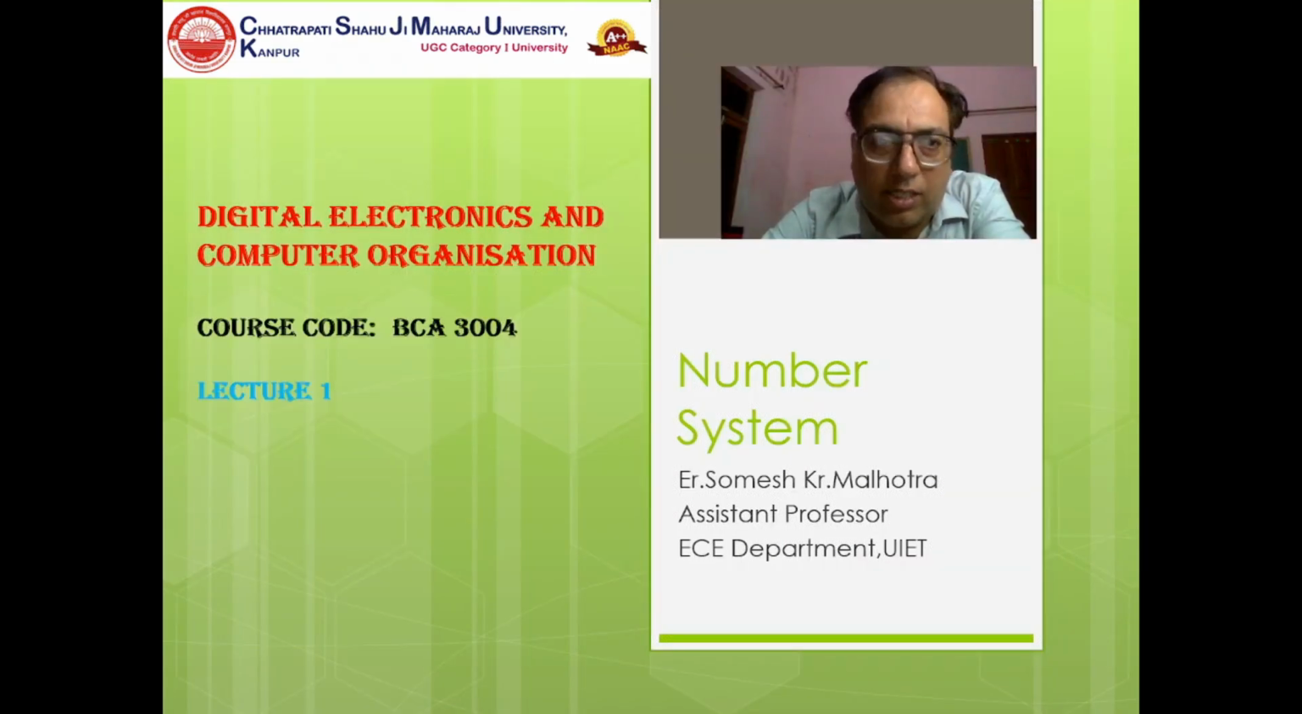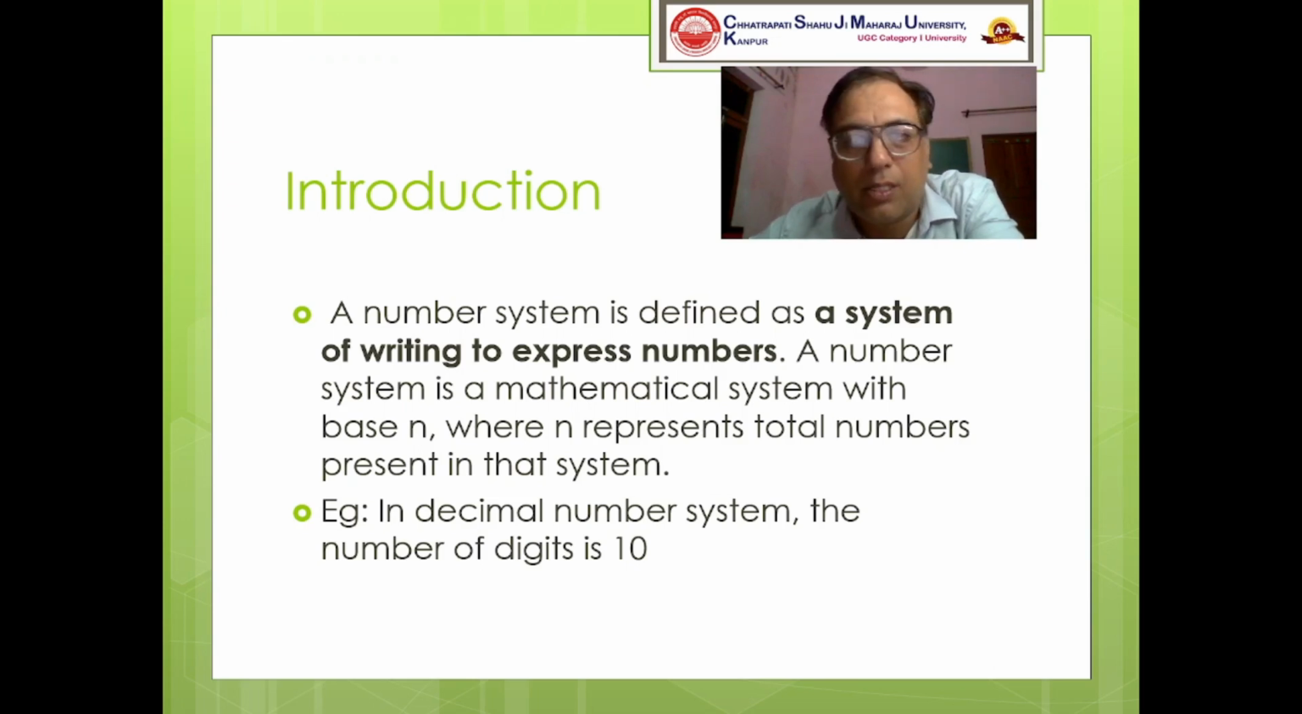This is the first lecture on digital electronics and computer organization. And in this lecture, we are going to deal with number system. A number system is defined as a system of writing to express a number. A number system is a mathematical system with base n, where n represents the total number present in that system.